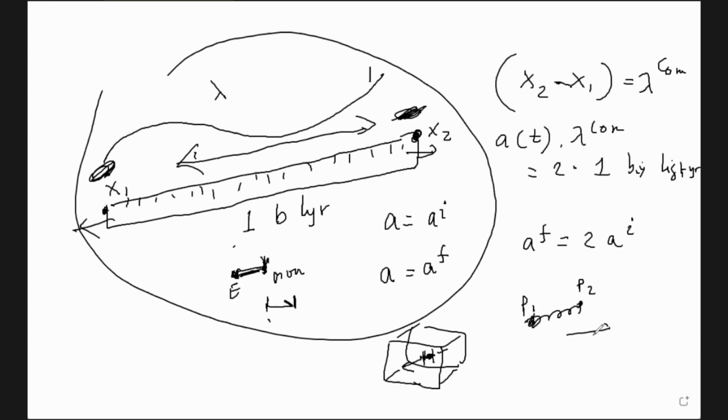Now space wants to expand, but the spring constant is so high that it keeps the distance fixed. Got the point? Yes, sir. But suppose you are at a very large distance, then gravity is so weak. Here is a galaxy, here is a galaxy. There is no attraction between them that much. So then the flow of space is stretching.